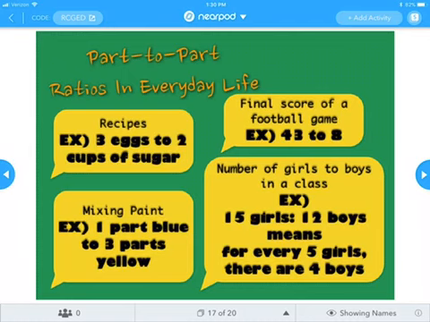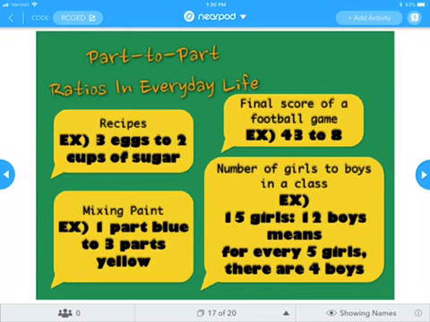And lastly, here are some part-to-part ratios that you might see in everyday life, such as recipes. You need 2 eggs for every 3 cups of sugar. That really works when you're making multiple batches to make more. Mixing paint, 1 part blue to 3 parts yellow to get the correct color you want. Final score of a football game, 43 to 8, one team compared to another. Number of girls to boys in a class.